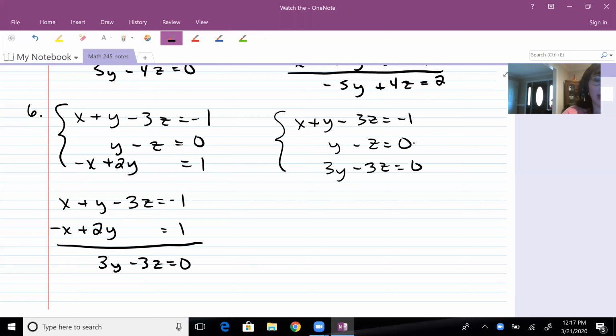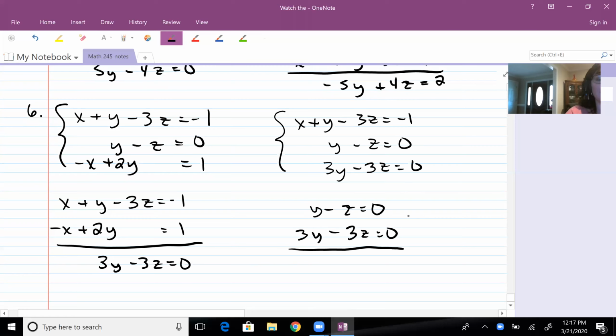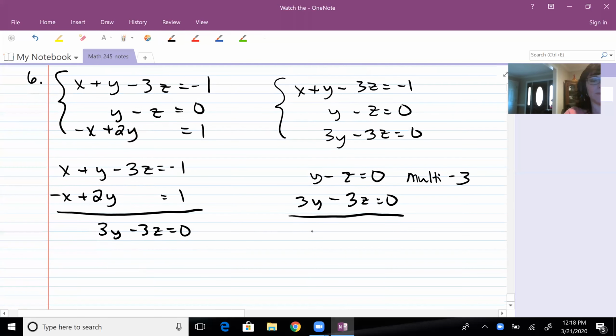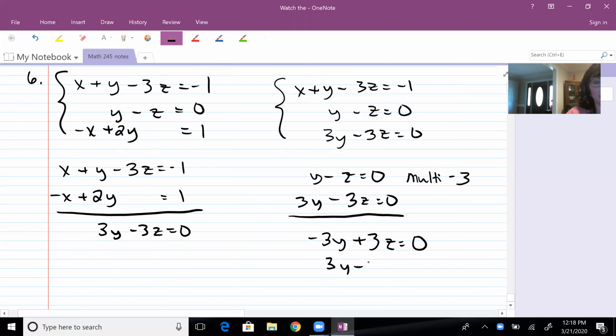So at this stage of the game, we are ready to use the second and the third. And since the x's are gone, we have to figure out how to get the y's gone. I see the bottom one is leading off with a 3y. If I can make the top one a -3y, we've got this one. So that would be a -3y, a +3z, and then just a 0. And then the bottom equation, we didn't need to alter at all.